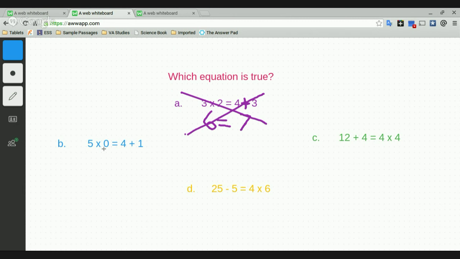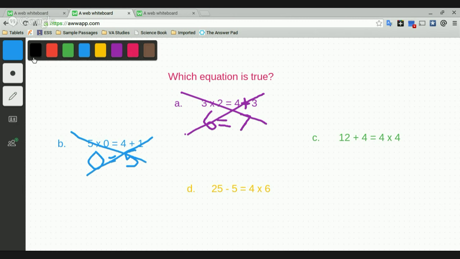5 times 0. Remember, I said anything times 0 is always going to be 0. Equals 4 plus 1, which is 5. 0 does not equal 5. Now, if you didn't remember that 5 times 0, always anything times 0 is going to give you 0, you could get tricked. So make sure you know that. But you're super smart. So we know that 0 does not equal 5.